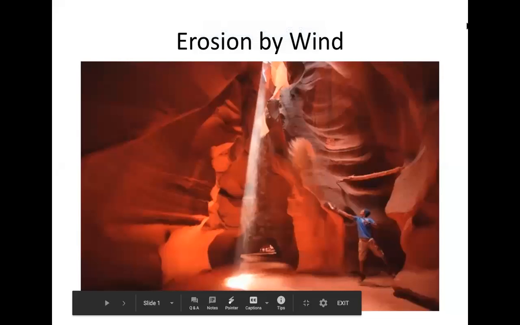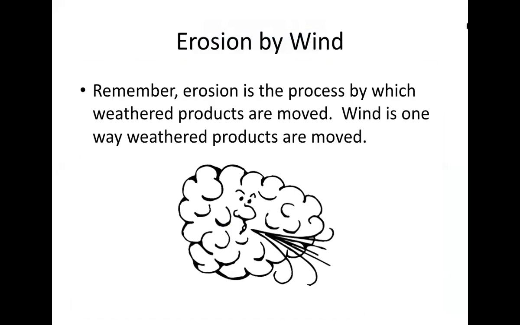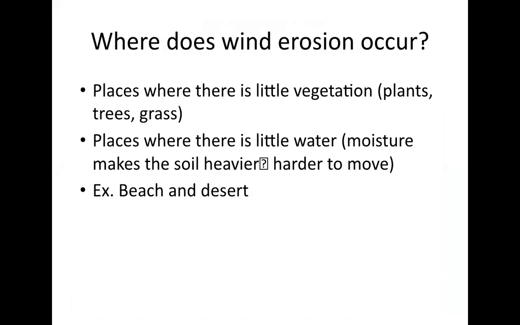All right, so first we're going to talk about erosion by wind, okay? So you just told me this, that erosion is the process by which weathered products are moved. So we're picking up and moving what was weathered, okay? So wind is one of the ways that weathered products are moved.